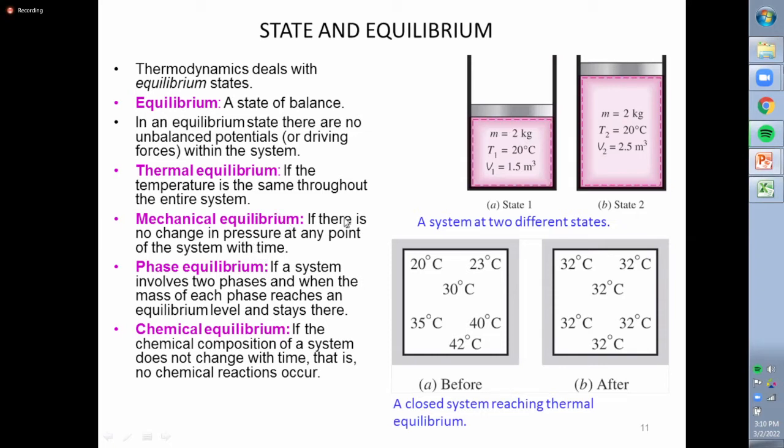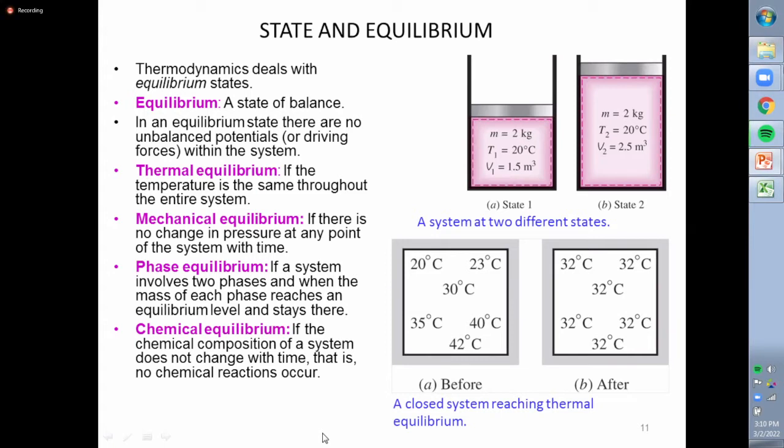What is mechanical equilibrium? If there is no change in pressure at any point of the system with respect to time. So irrespective of the time constant, if there is not any change in the pressure of a system, then that is what we generally call mechanical equilibrium. So pressure, or force, we generally consider as the unbalanced potential in mechanical equilibrium. Third is called phase equilibrium.